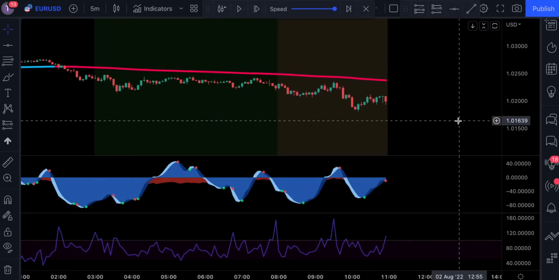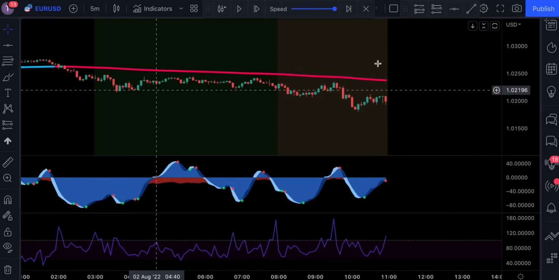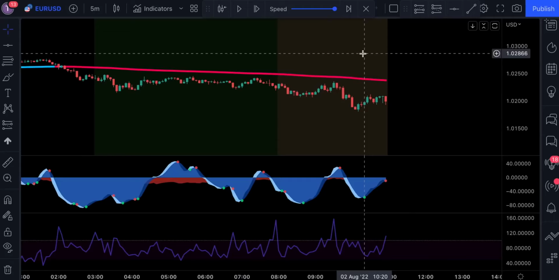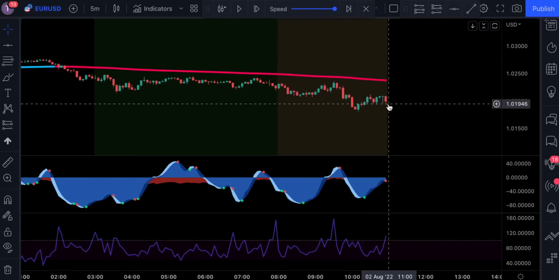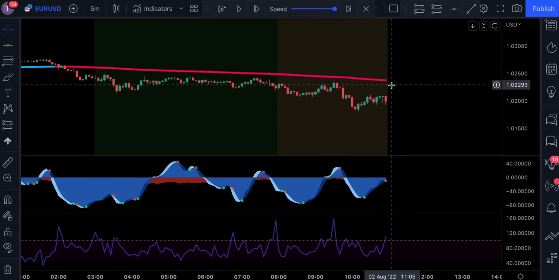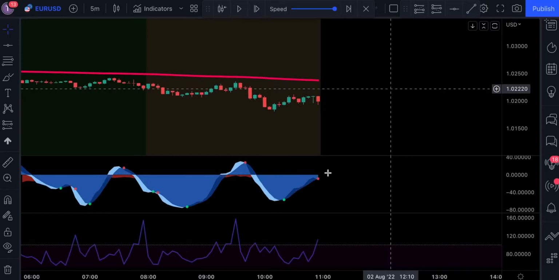So first of all, we're only going to be taking trades during these sessions, and here are the rules for entering a short trade. First, we're only going to be looking to sell if the price action is closed below the SSL Hybrid line and the line is red color. Second, the Fu Manchu Cipher B has to issue a sell signal.